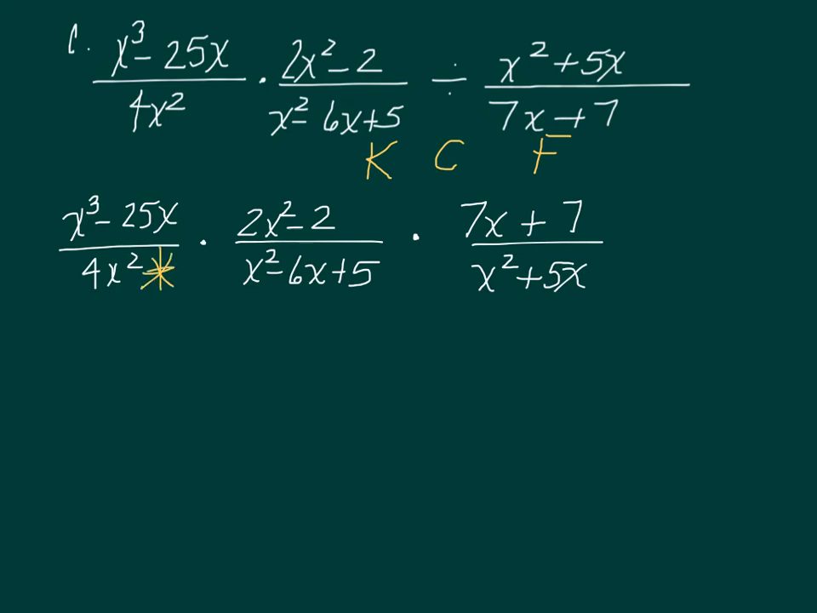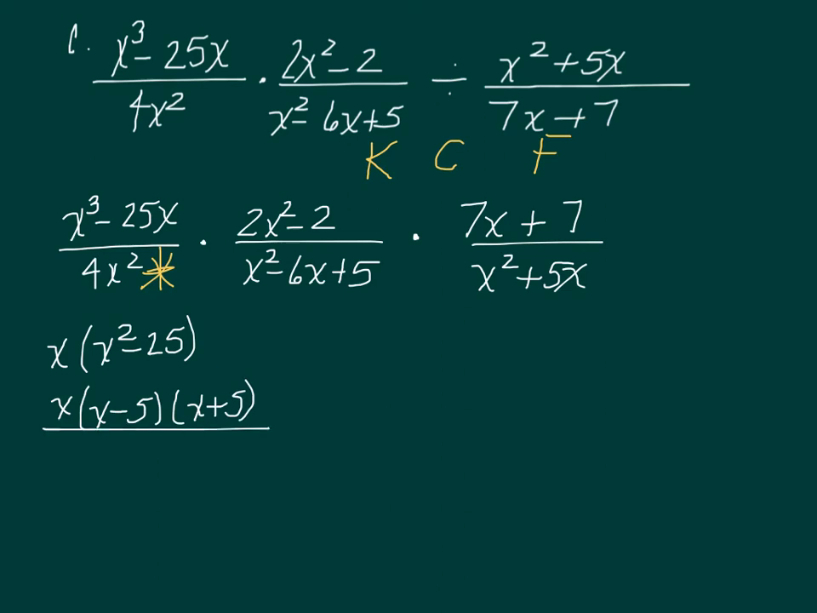So I'm going to factor the numerator, take out an x. That leaves me with x squared minus 25. Oh, and we can go further. So this will be x minus 5, x plus 5 over 4x squared times. I'm going to take out a 2, and that leaves x squared minus 1. This one can go further to 2, x plus 1, x minus 1.